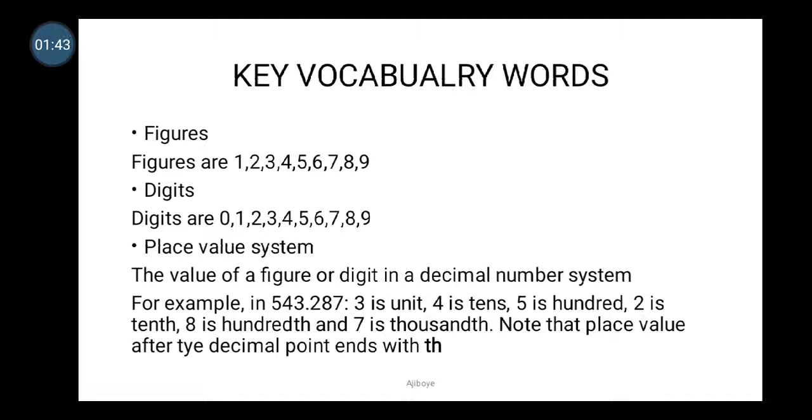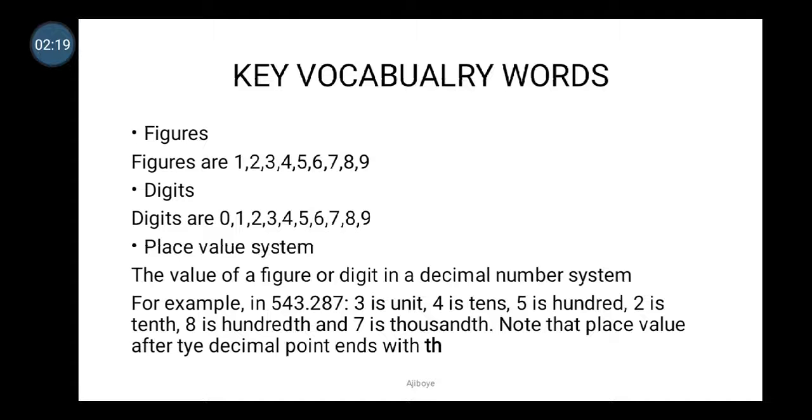So for example, in 543.287, 3 is unit. That is, the place value of 3 is unit, and the place value of 4 is tens, and the place value of 5 is 100. Well, after the decimal point, the place value of 2 is tenth, and the place value of 8 is 100th, and the place value of 7 is thousandth.